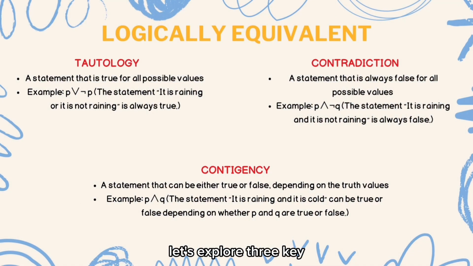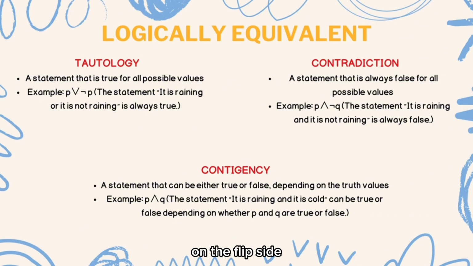Let's explore three key types of logical statements: tautology, contradiction, and contingency. For tautology, a statement that is true no matter what the truth values of its components are. For example, P or negation P is a tautology because it asserts that either P is true or P is not true. Since one of these must be true, the entire statement is always true. Think of it like saying it is raining or it is not raining. It is always true regardless of the weather.